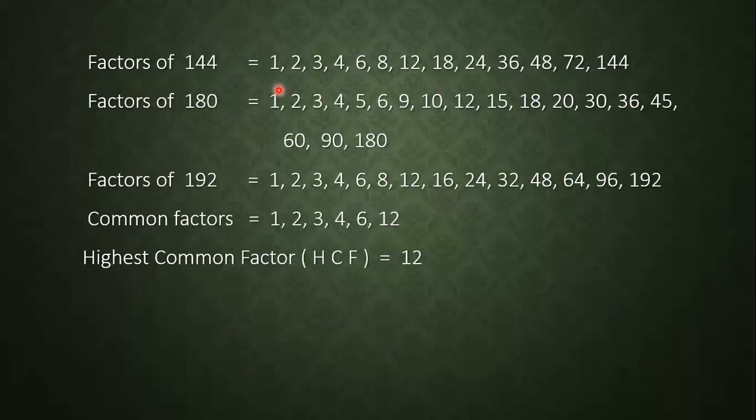See, factors of 144, factors of 180, factors of 192. Now we will see which are the common factors. Common factors are 1, then 2, 3, 4, yes, 4. Now 6 is there. 6 is there in all three numbers. And then after it comes 12. 12 is here in 144, in 180, and also in 192. So these are the common factors: 1, 2, 3, 4, 6, and 12. And among these, the greatest factor is 12. So 12 is the HCF for 144, 180, and 192.